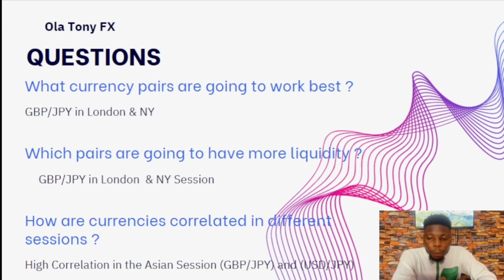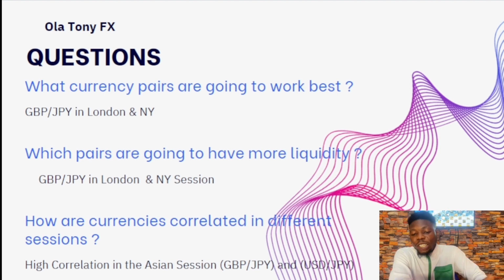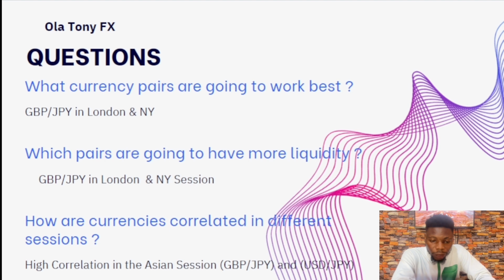So which pair is going to have more liquidity? Of course, GBP JPY has a lot of liquidity in the London and New York session, and is also influenced by pound only. You can see, because it is influenced by pound only, JPY is weak in the London and New York session. It's only strong in the Asian market.